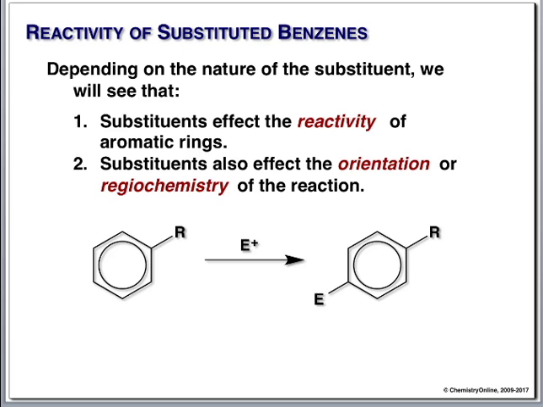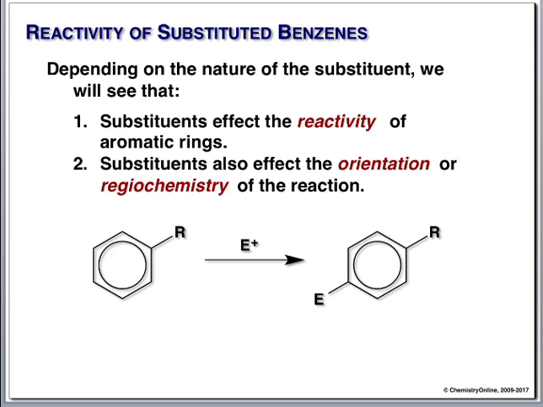If we look at our R group, remember our nomenclature of ortho, meta, and para. We will have one group of substituents that will push the electrophile ortho and para, and we'll have another group that will push the electrophile meta. So let's look at this. First of all, let's talk about activated versus deactivated rings.